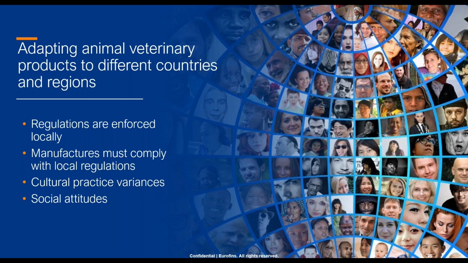An example there is, in some countries, the use of antibiotics in animal health is strictly forbidden, while in other countries, like in the US, it is more widely accepted. So by adapting veterinary products to specific countries and regions, manufacturers can ensure that they're meeting the needs of local farmers, veterinarians, and producers, while also following applicable laws and regional preferences. Overall, this process plays a crucial role in ensuring the safety and health of animals around the world.